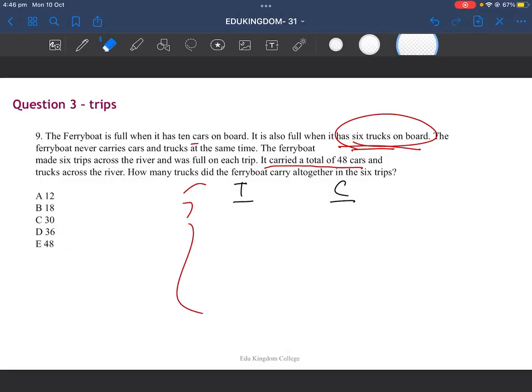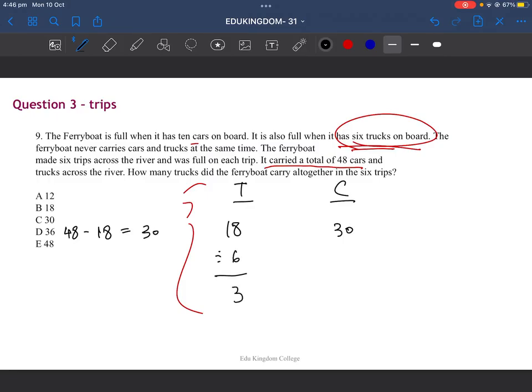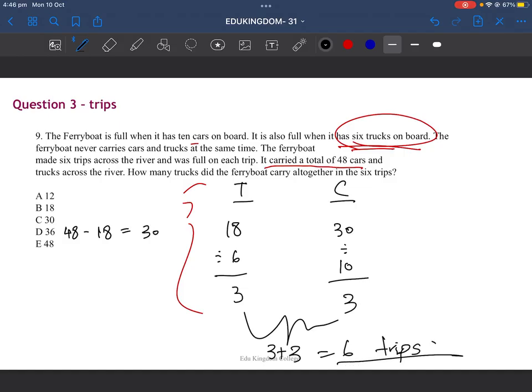Let's see. Let's choose option B, 18. 48 minus 18 trucks should be 30 cars. If it's 30 cars and 18 trucks, let's see how many trips for trucks it takes. Divided by 6, I get 3, right? If I divide 30 by 10, because 10 cars, I get 3 as well. And huzzah, we have gotten 3 plus 3 trips, which is 6 trips, which corresponds with the question. And therefore, our answer is B.